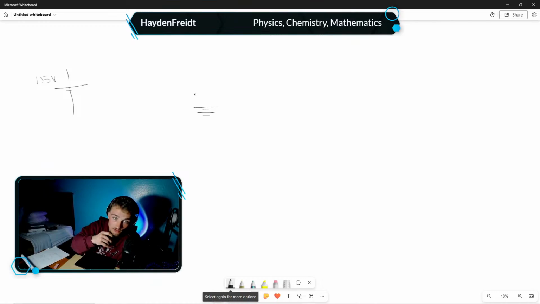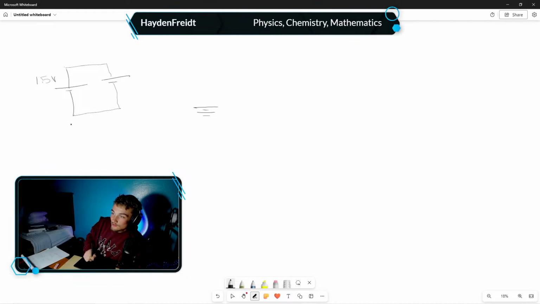If they're in parallel, which looks like this here. So let's specify the difference between series and parallel. This will also be very important when doing circuit analysis. So let's say we have this 1.5 volt cell. This is parallel. The negatives are connected and the positives are connected. So that's what parallel looks like.